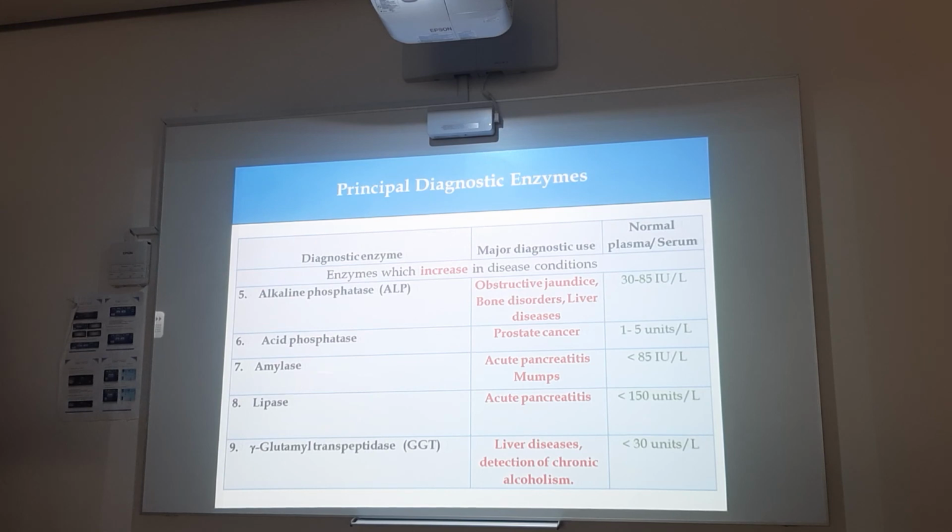You have the amylase, acute pancreatitis or mumps. Lipase increases in acute pancreatitis. We have gamma-glutamyl transpeptidase or gamma-glutamyl transferase. This is in liver diseases, and mostly it's used for detection of chronic alcoholism, if you want to see if someone is alcoholic, as chronic alcohol intake will increase gamma-glutamyl transferase.